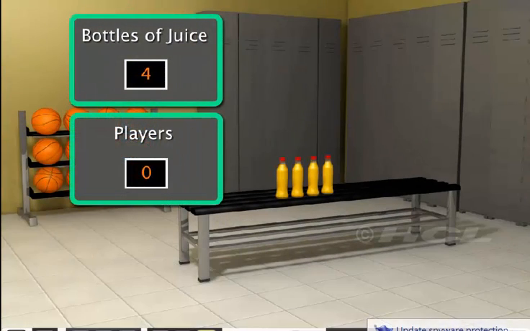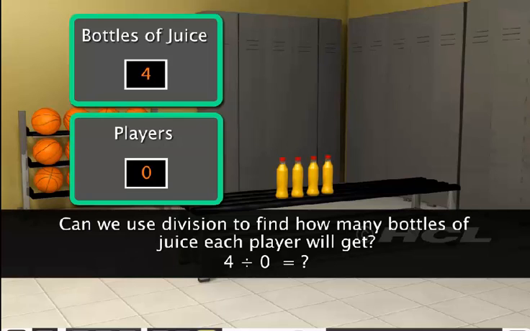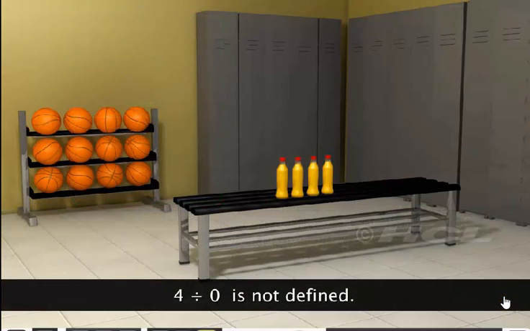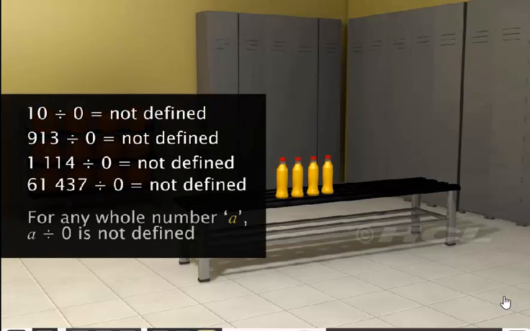Now, suppose there are 4 bottles of juice and no players in the changing room. Can we use division to find how many bottles of juice each player will get? Since there are no players amongst whom we have to divide the bottles of juice, division in this case is meaningless. So, when the divisor or denominator is 0, the result cannot be defined. In other words, for whole number A, division by 0 is not defined.